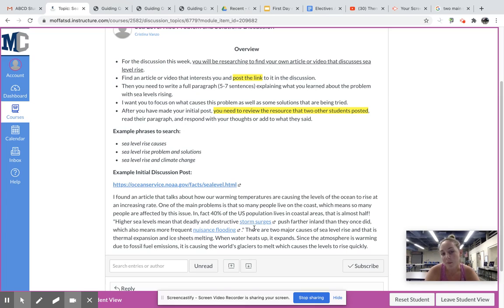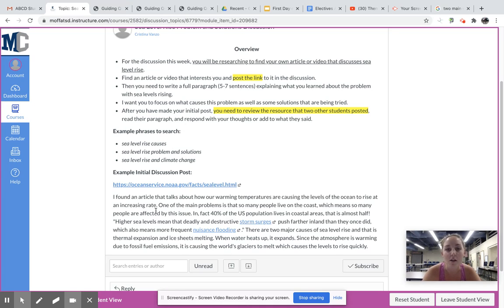So you can add on to what they say or talk about what you learned from their resource. You can ask questions when you respond. And when you respond, it only needs to be a couple sentences long. So that is for your response.